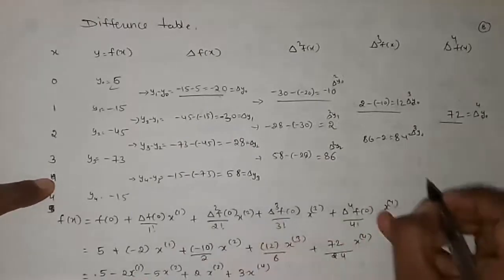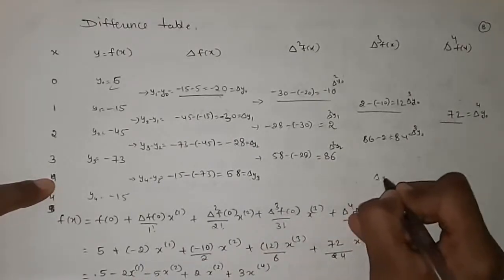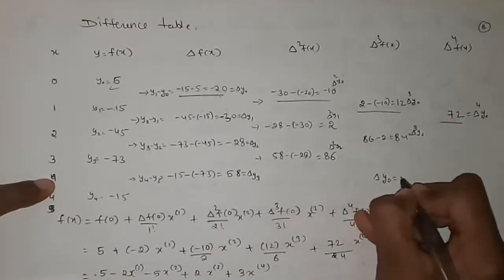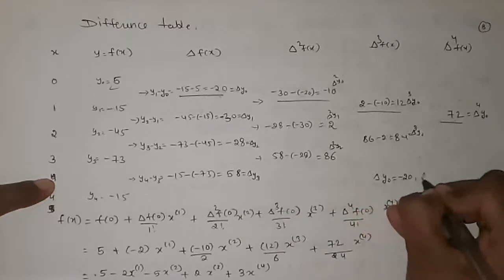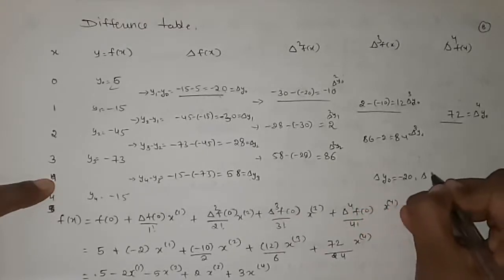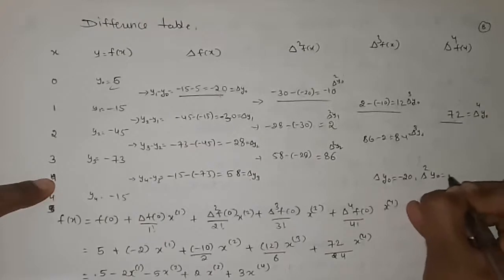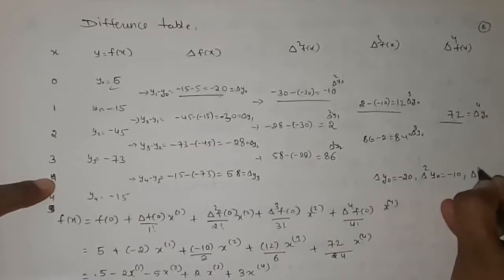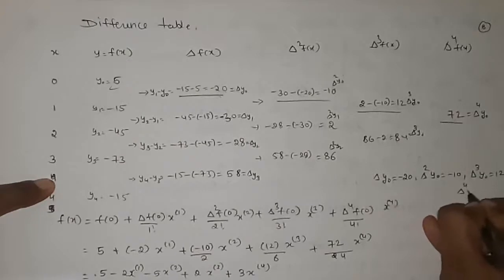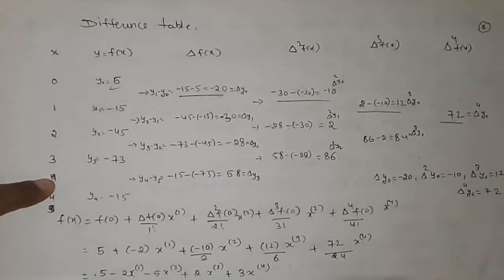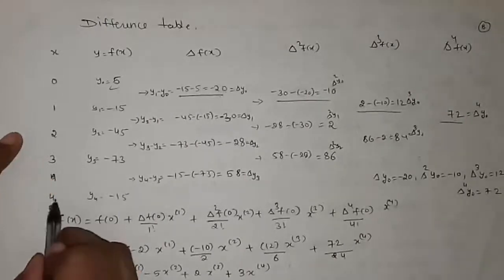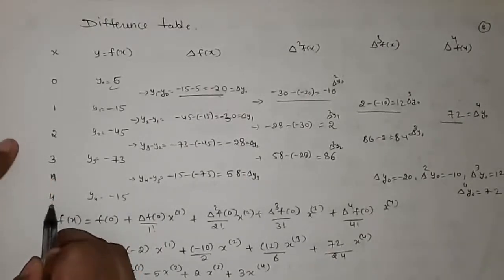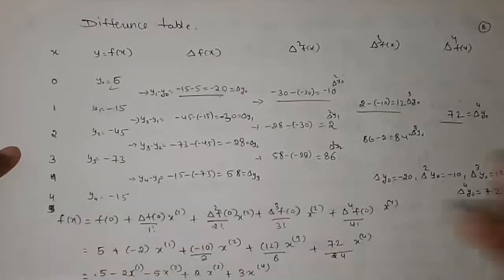So we have delta y naught is equal to minus 20. Delta square y naught is equal to minus 10. Delta cube y naught is equal to 12. And delta raised to 4 y naught is equal to 72. See, here we have chosen up to value 4. Why have we selected up to 4? Because our polynomial is of degree 4.